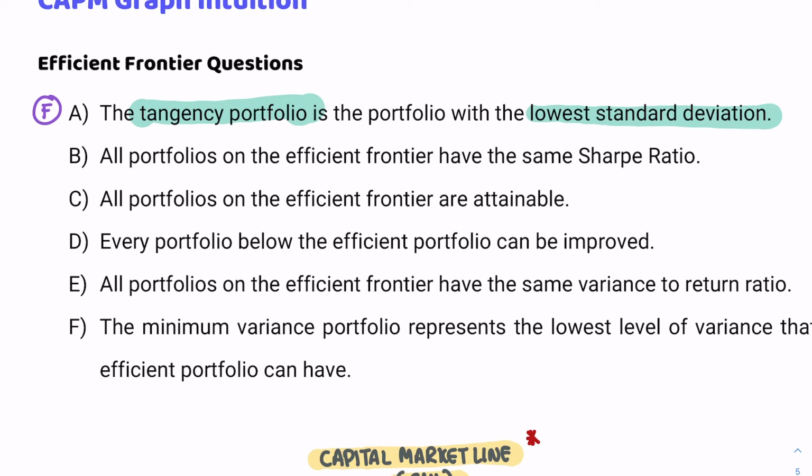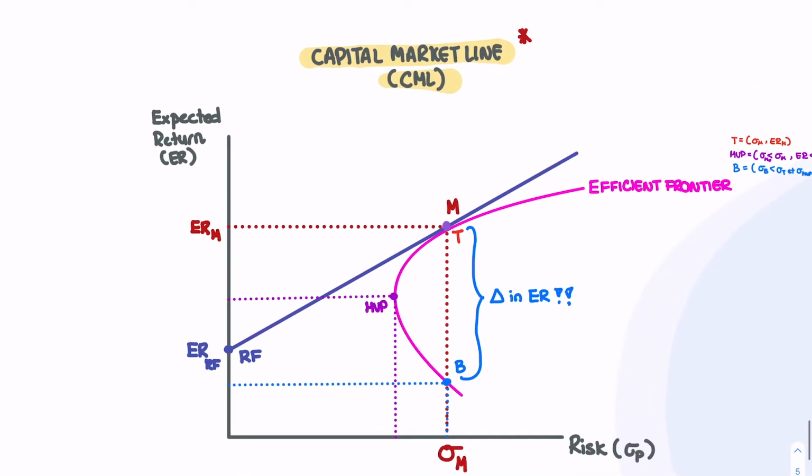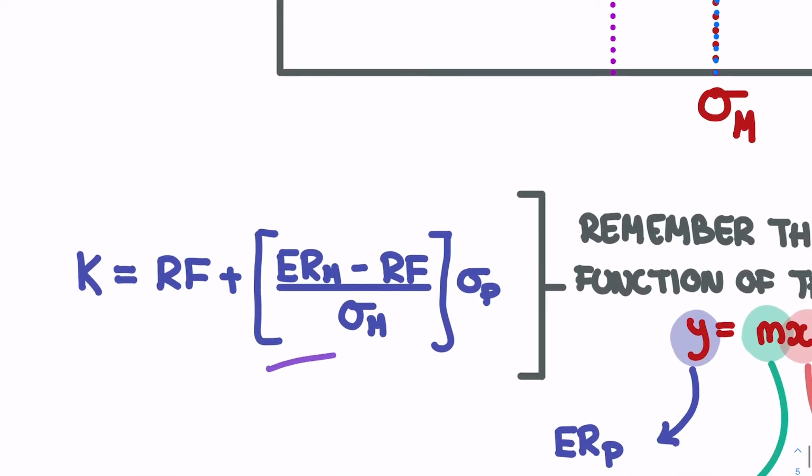Now we have another prompt, which says that all portfolios on the efficient frontier have the same Sharpe ratio. First and foremost, although the Sharpe ratio is discussed in our CML, and as you can see right here on your screen, we have our Sharpe ratio.